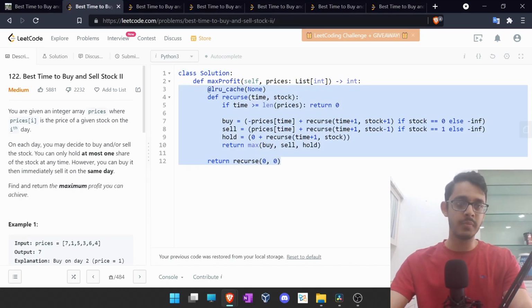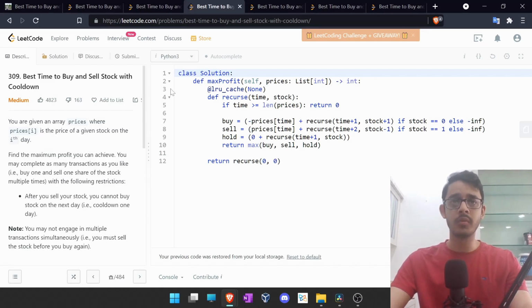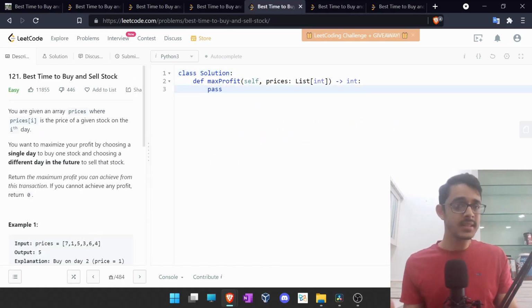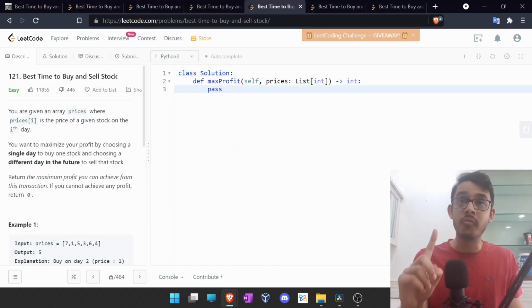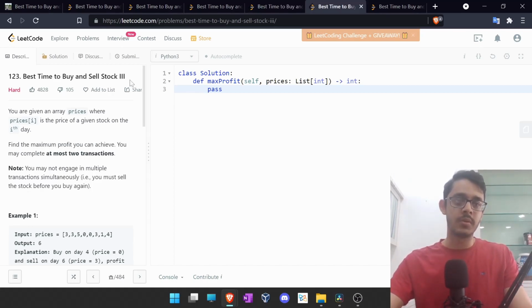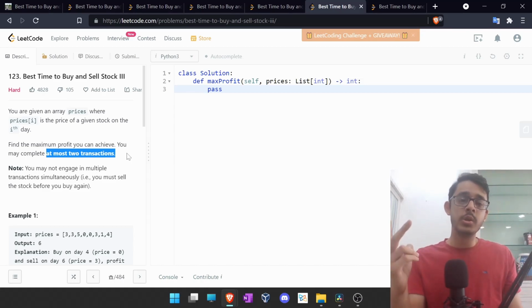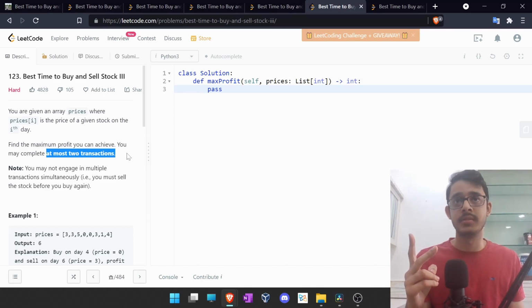Earlier, in best time to buy and sell stock 2, with transaction fee and with cooldown, we had no such restriction on the number of transactions. We could do as many as we liked. But in this case, we have a restriction that we can only make one single transaction. Now, when it comes to best time to buy and sell stock 3, we observe that the constraint here is just slightly modified, saying that instead of being limited to one transaction, you can do at most 2 transactions.